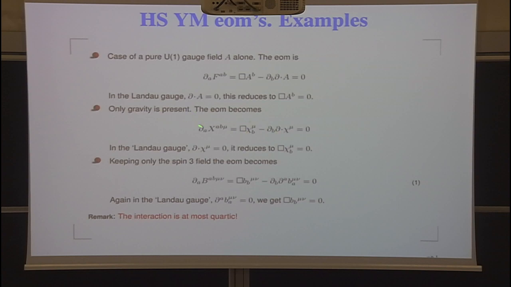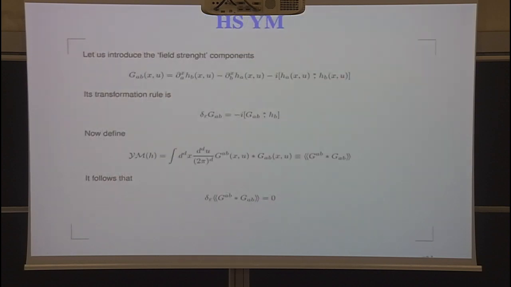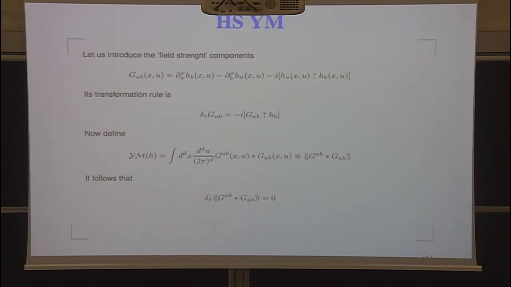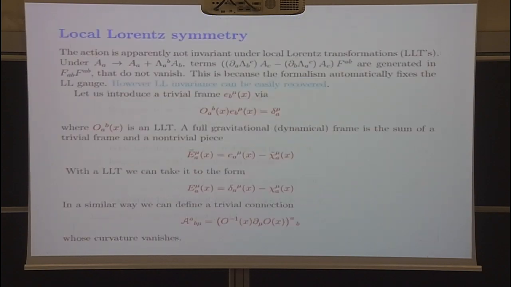In gravity, you get this, which is different from the usual ones, but you can impose the gauge, Landau gauge, and you get this again, and so on and so forth. You can go to spin 3, spin 4, they are all interaction. But remember, in this theory, the interaction is at most quartic in the fields. Okay.